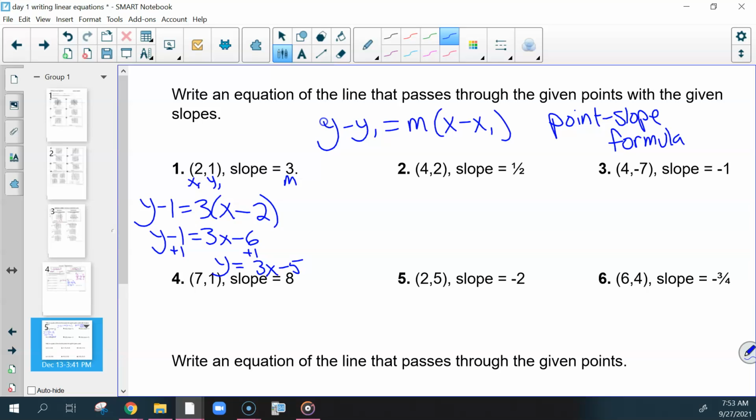The point and the slope in the equation. Distribute, move whatever the constant is away from the line. If you don't have negatives or anything like that, it's a little easier.